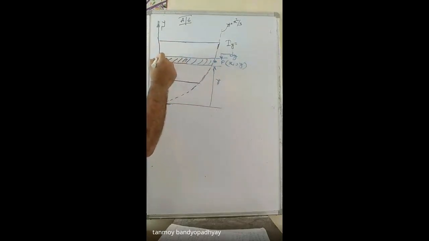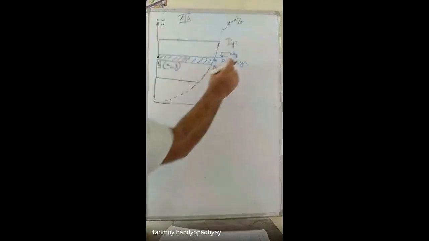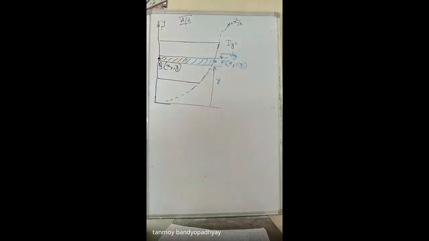So we are taking 2 points. Write it now. So we take 2 points, P (x1, y) and Q (x2, y), at the extremities of the elemental area.